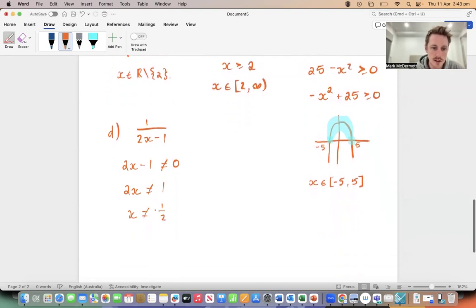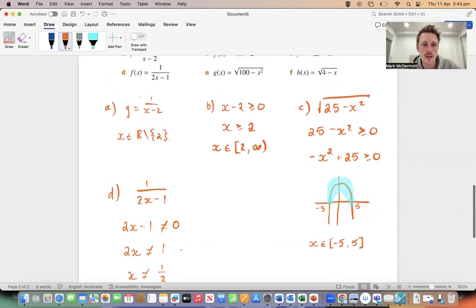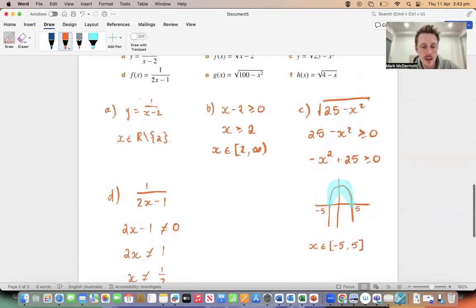Okay, so we would write our answer not as in what it can't be, but what it can be. X is an element of all real numbers, not including 1/2. Okay, and I guarantee you, if you go and sketch it on your calculator, you'll have a vertical asymptote at x equals 1/2.